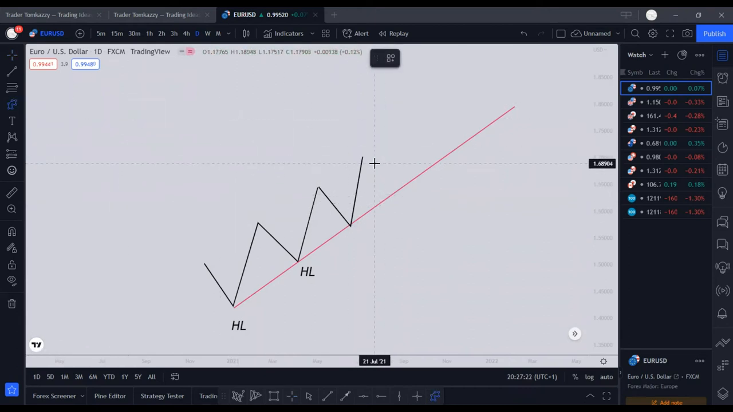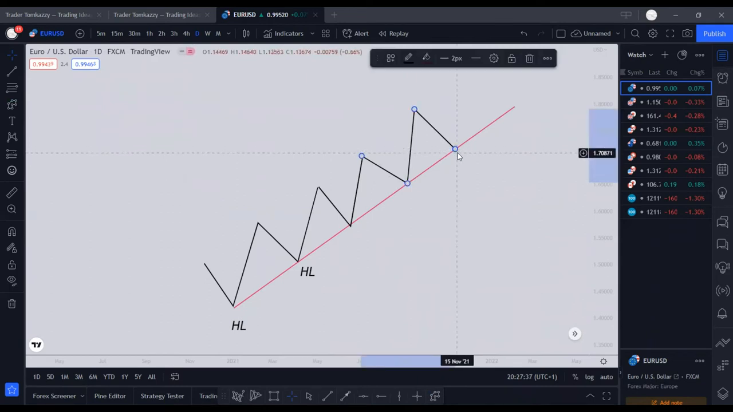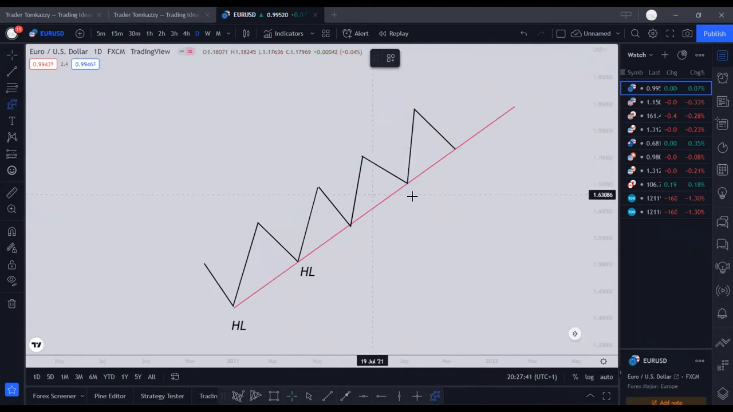We can still have the fourth touch, the fifth touch, because the market has not changed direction. Okay, then you see a break. I'm going to explain further how, or a mistake you can make. We can break here.